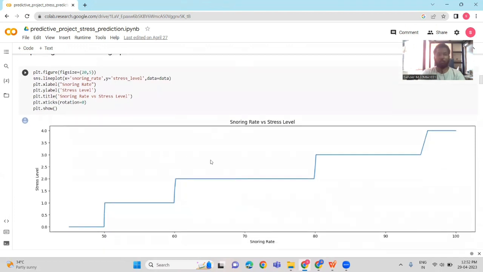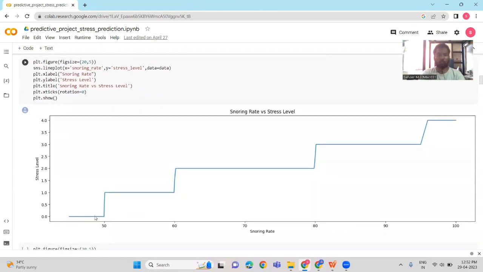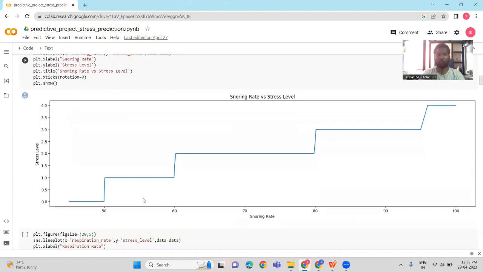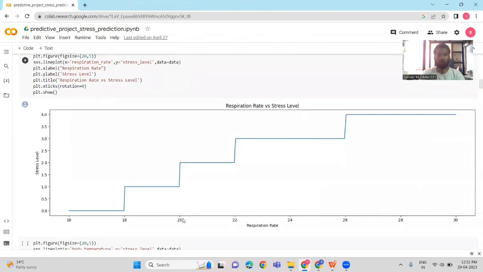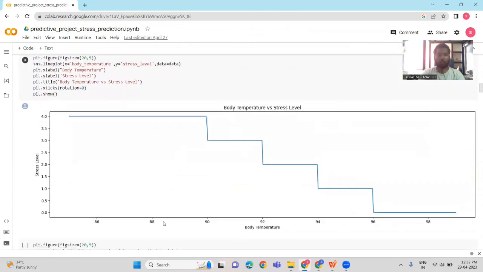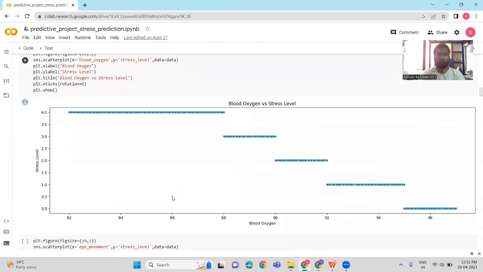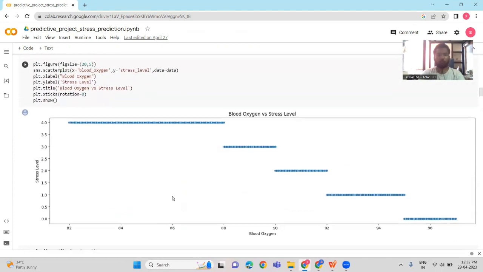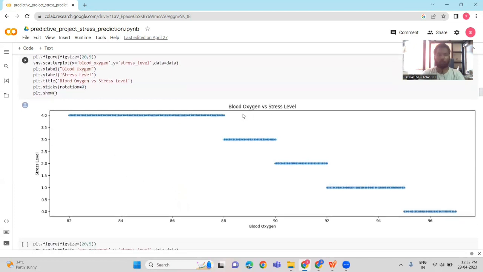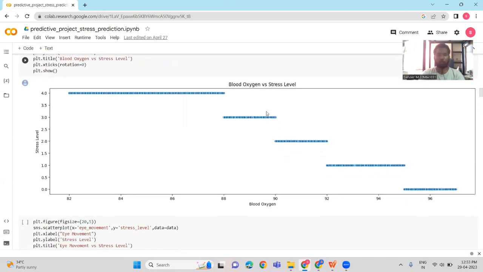This is a line chart for snoring rate and stress level. Essentially, when the snoring rate is zero, the stress level is zero. While increasing the snoring rate, the stress level is increasing. It is similar with respiration rate. And while body temperature is high, stress level will be high. This is also a plot for body oxygen level versus stress level.